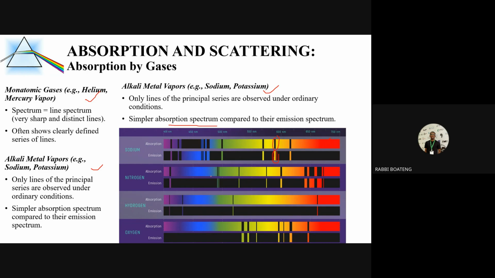But at the end of the day, what I want to communicate in this chart is that, whatever the case, the absorption spectrum is very clear enough, but the emission lines are more than the absorption lines.